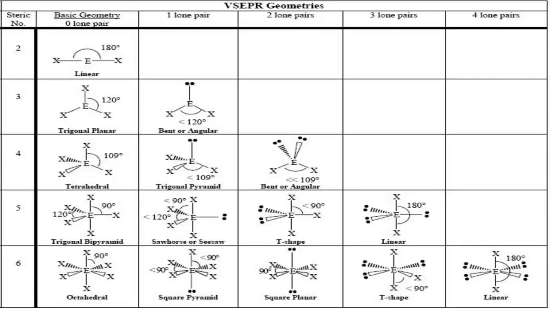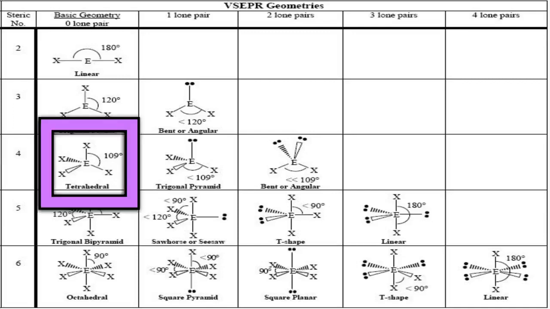Now look at your table. Go down to steric number 4. And then because carbon doesn't have any lone pairs, we're going to go to the first structure. And this represents what we're working with here, a tetrahedral structure.